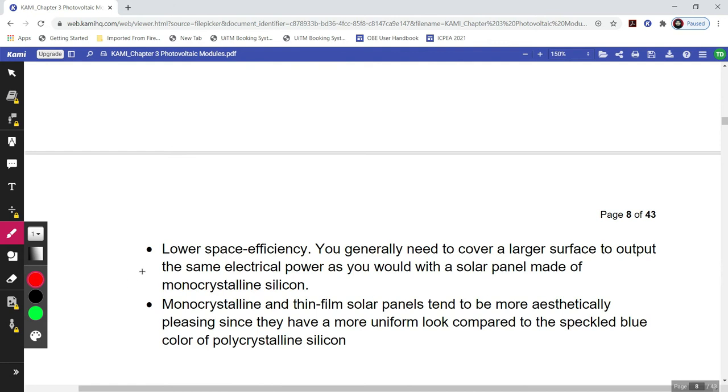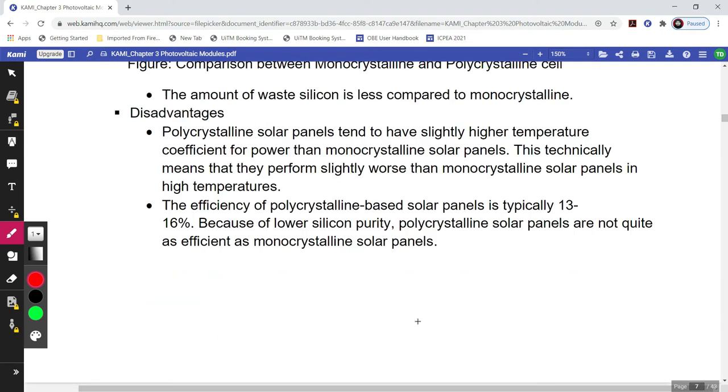Lower space efficiency. You generally need to cover a large surface to output the same electrical power as you would with a solar panel made of monocrystalline silicon. Monocrystalline and thin film solar panels tend to be more aesthetically pleasing since they have a more uniform look compared to the speckled blue color of polycrystalline silicon.